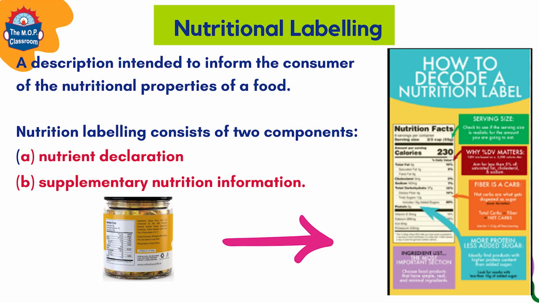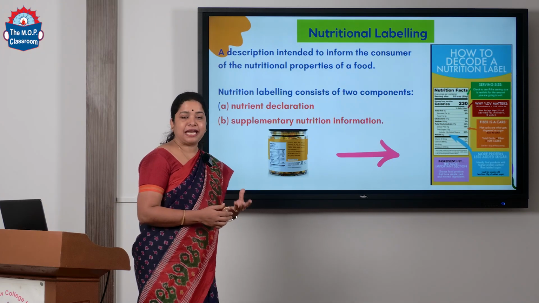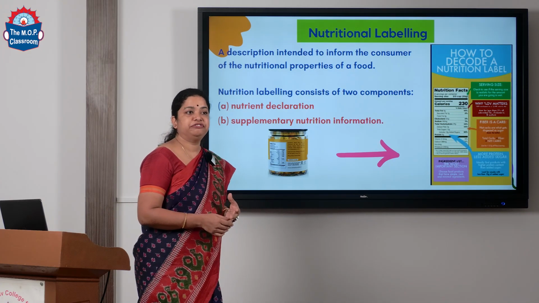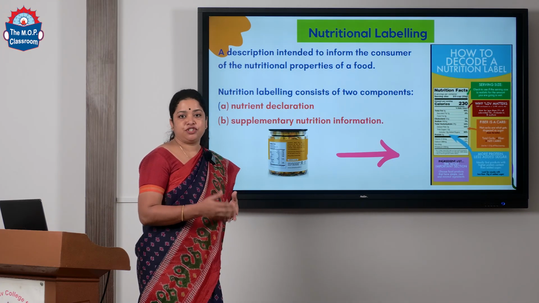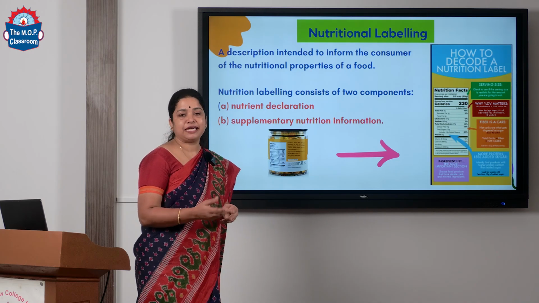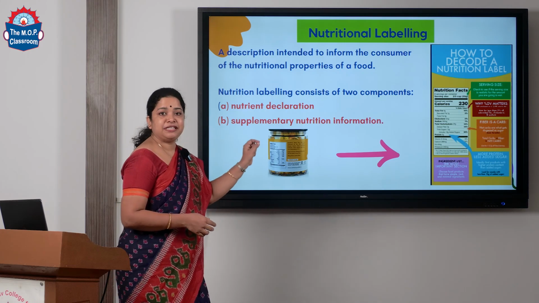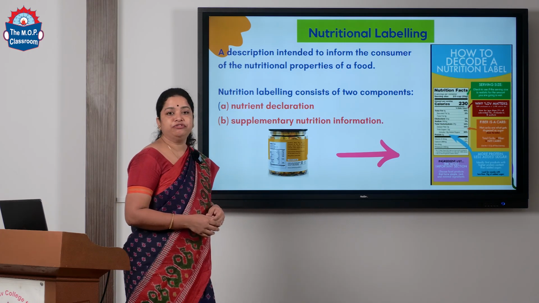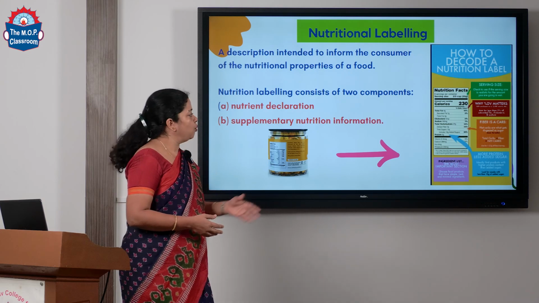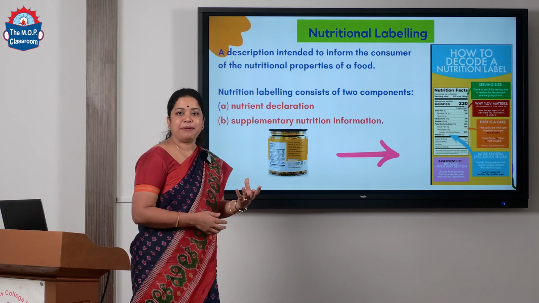Now, coming to nutritional labeling. Nutritional labeling is actually a description which is intended to inform the consumer of the nutritional properties of a food. So if you take a package, any food packet, and you see at the back, you will get some kind of nutritional information which gives you the amount of calories, the amount of energy, the amount of different proteins or fats which is present along with sodium and other vitamins and minerals. So the picture alongside which you see has been titled very appropriately, how to decode a food label. That means how do you understand what the label gives you and what are the different parameters.